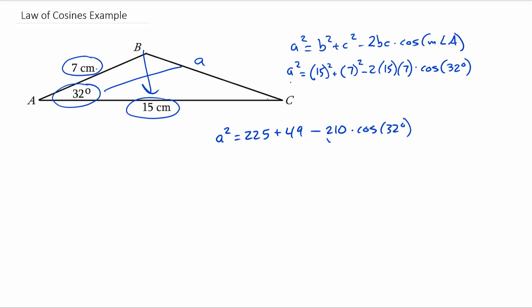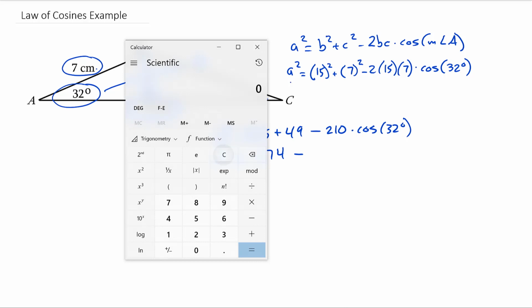So go ahead and take a calculator, figure out 210 times the cosine of 32 degrees. So then a squared is going to be approximately 274 minus 210 times cosine of 32. So 32 degrees, the cosine of that, times 210. So we get approximately 178.1.